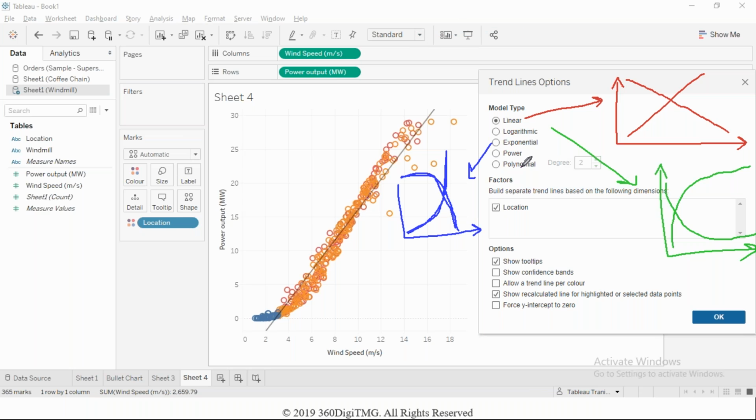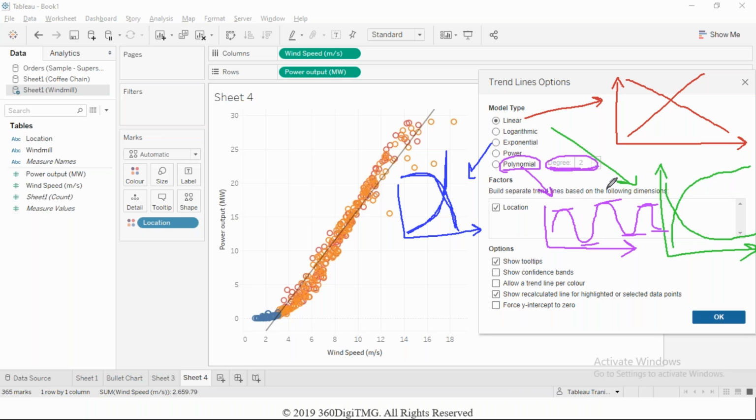Next, polynomial we'll see. If your data takes a shape where it is fluctuating, then you go with the polynomial trend model. Now when you go with the polynomial trend model, you also have to mention something called the degree of polynomial. How do you determine what the degree of polynomial should be? Depending on either the number of peaks in the data or the number of troughs in the data.